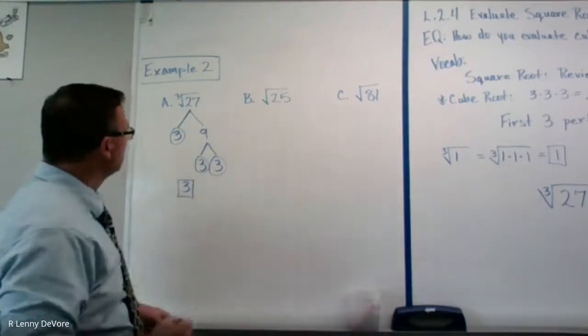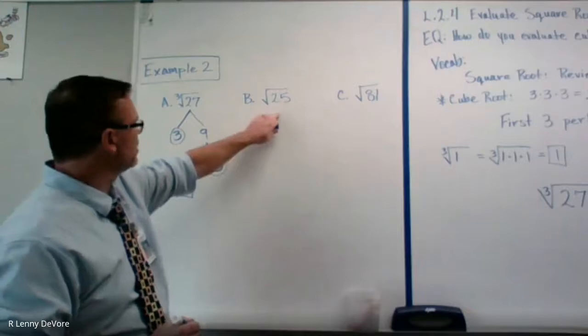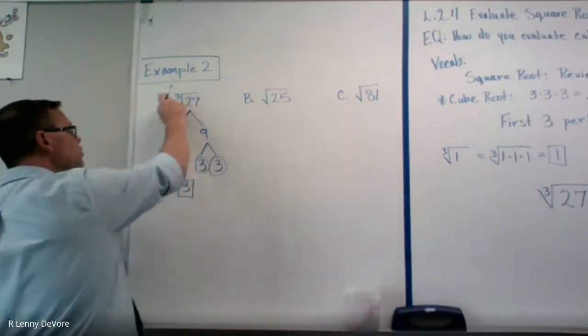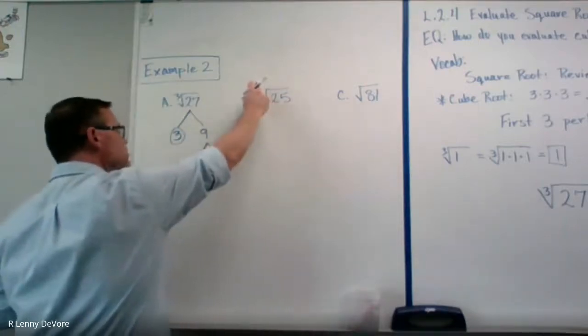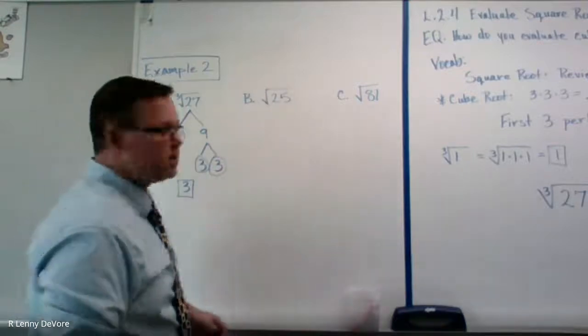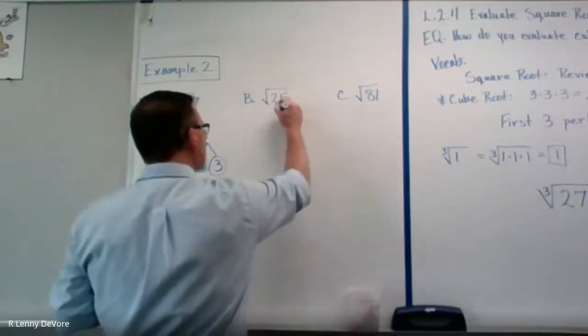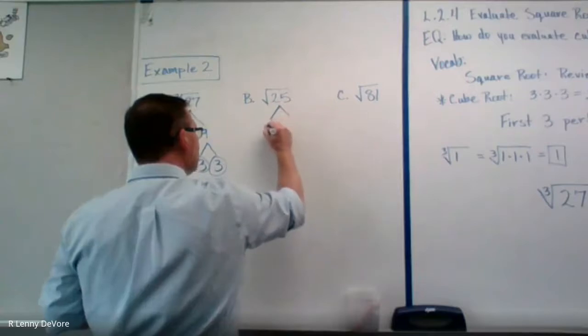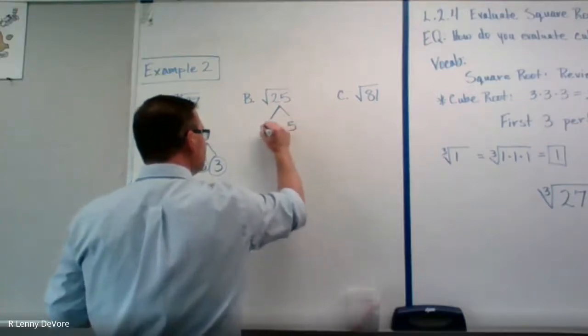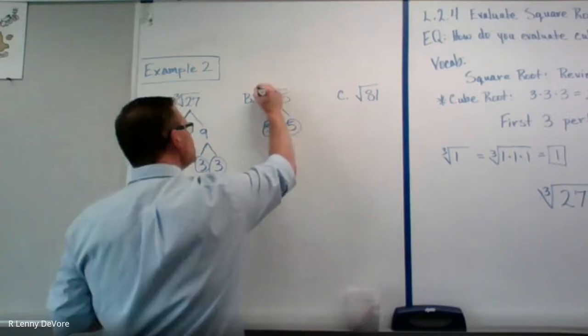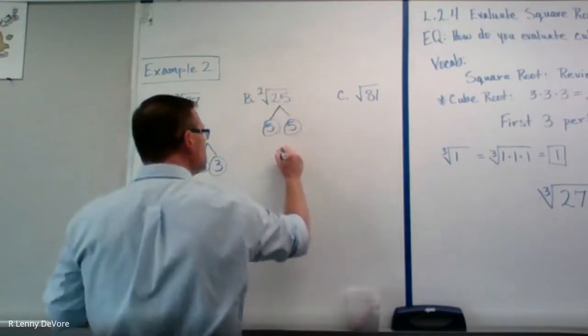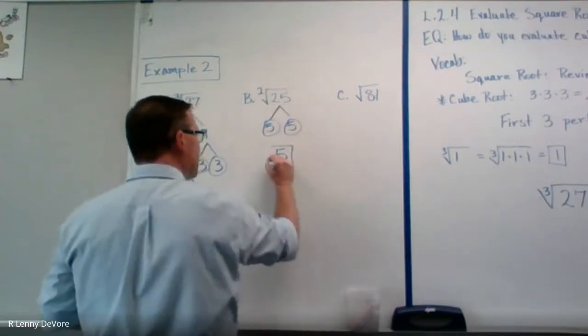Okay? I can do the same thing with this, but notice the difference. This is a cube root. This is a square root. If there's nothing there, that means a square root. The first thing that comes to mind when I multiply this is 5 multiplied by 5. That's 2 of them since this is the square root. So my answer here is 5.